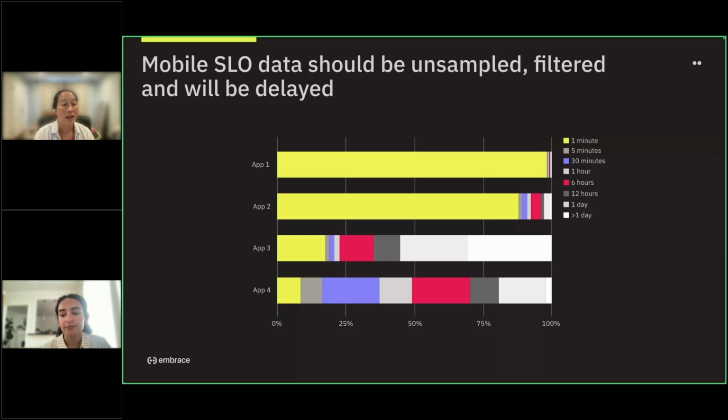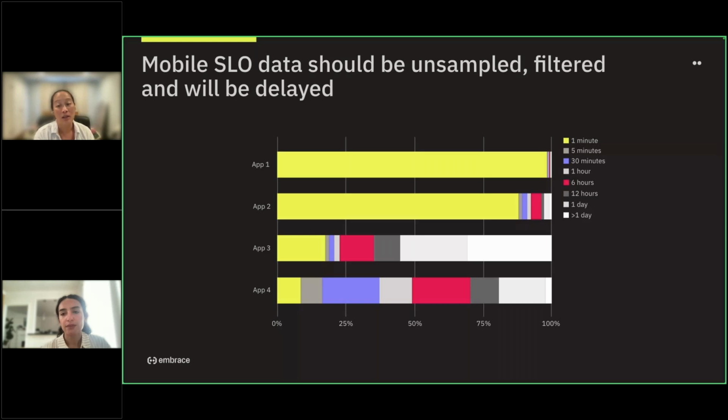What I often see is that people will test under perfect conditions in development, and then when something gets released into production, they miss something like a slight lag in the connectivity, and that will cause a lot of issues. And so that's why our suggestion is to not sample the data for mobile SLOs.